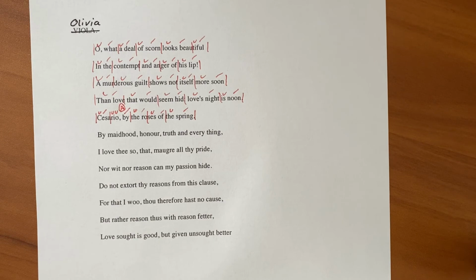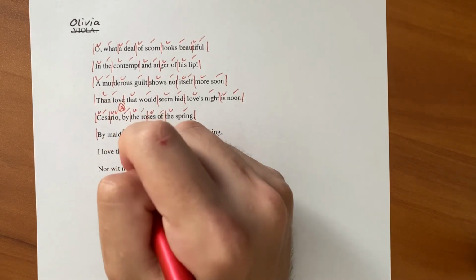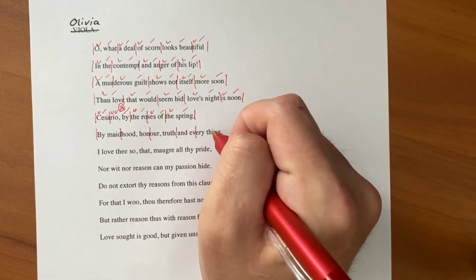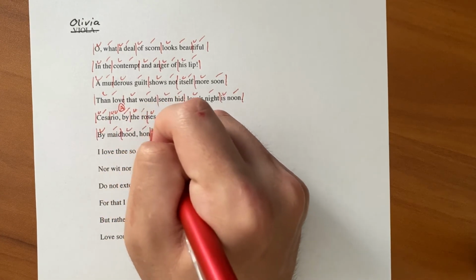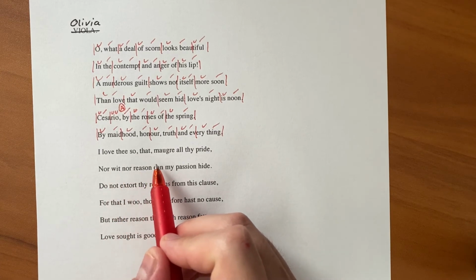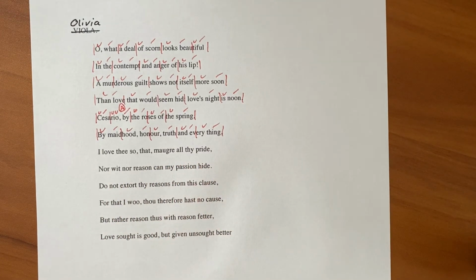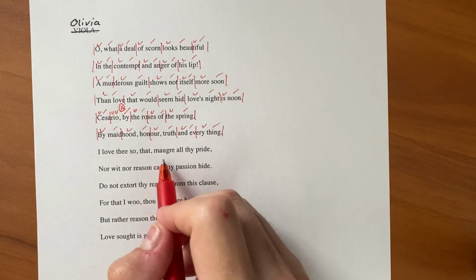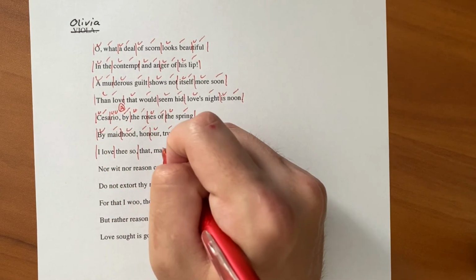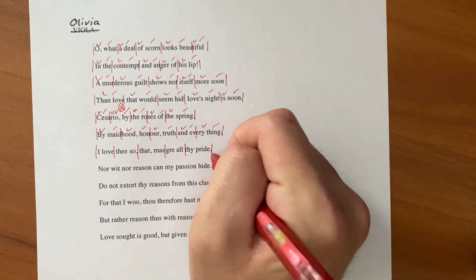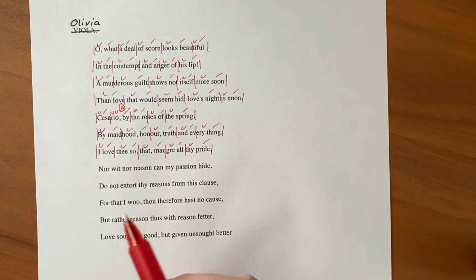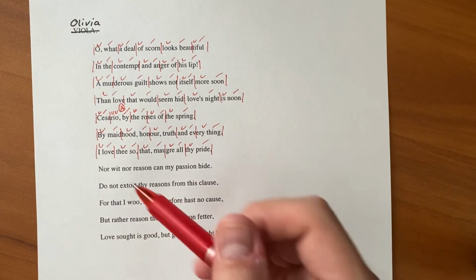And let's keep going here. By maidhood, honor, truth, and everything is pretty regular. I love thee so that all thy pride. So I'm assuming this is malgré, right? So I love thee so that malgré all thy pride, nor wit nor reason can my passion hide. Great.